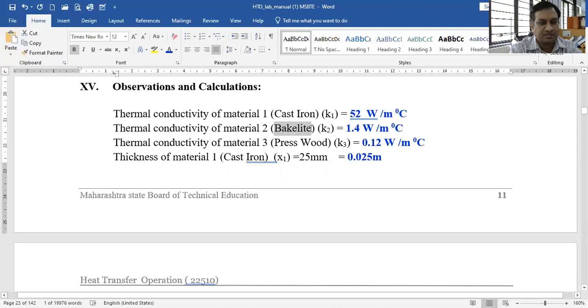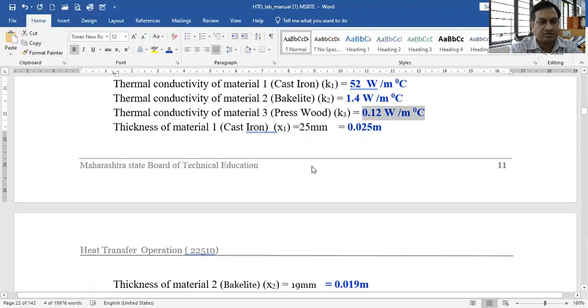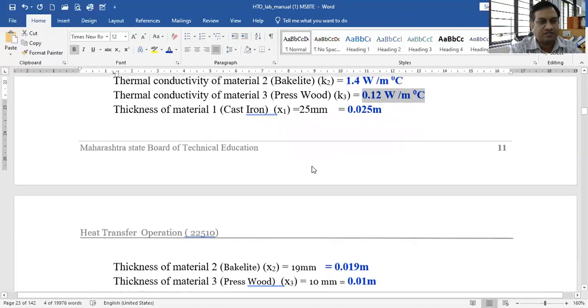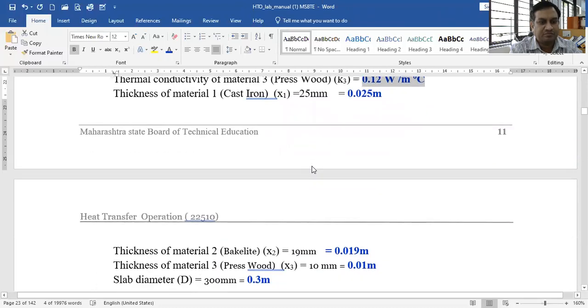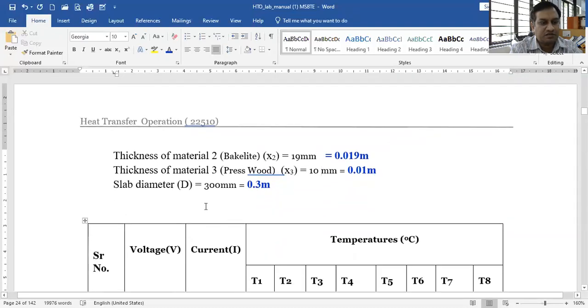Then the second material is bakelite. The thermal conductivity is 1.4 watt per meter degree Celsius. The third material is press wood. The thermal conductivity is 0.12 watt per meter degree Celsius. And the thicknesses of the cast iron, bakelite and press wood are 25 mm, 19 mm and 10 mm respectively. The diameter of the slab is 300 mm.